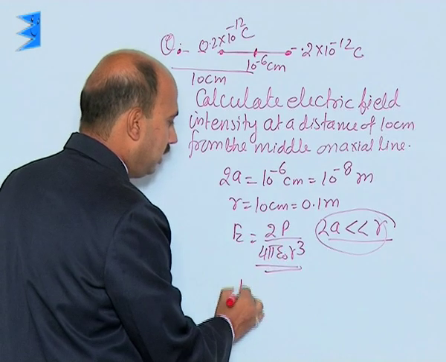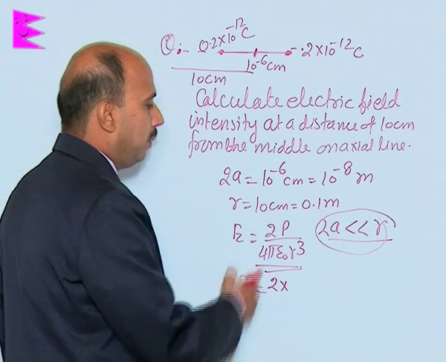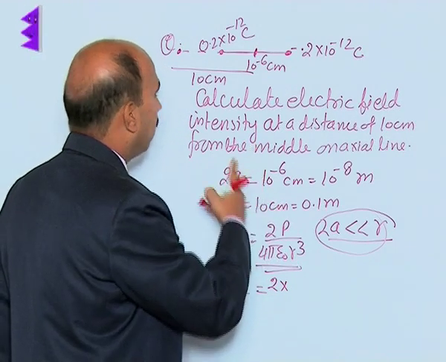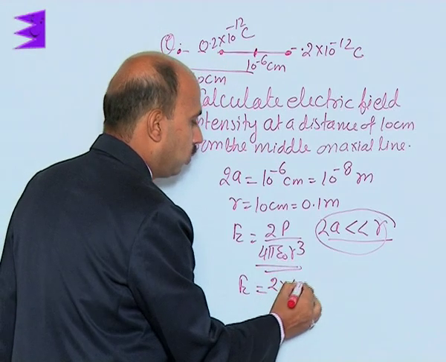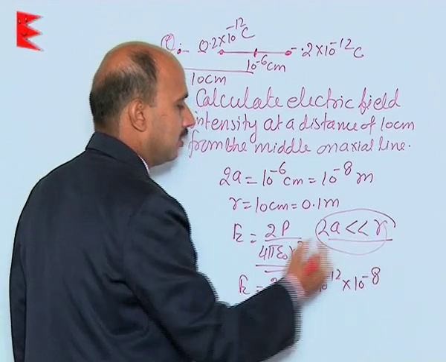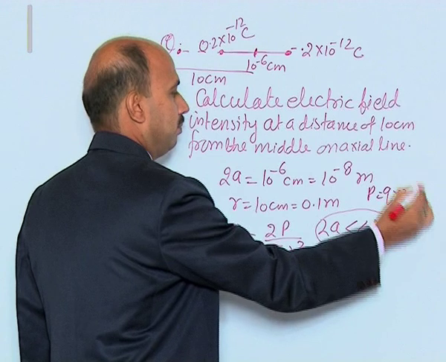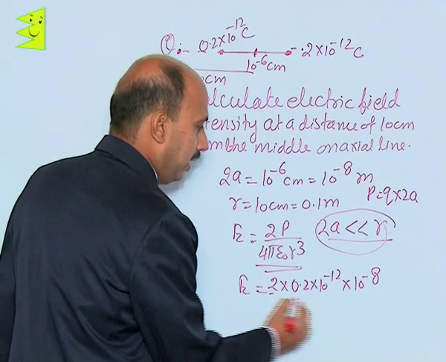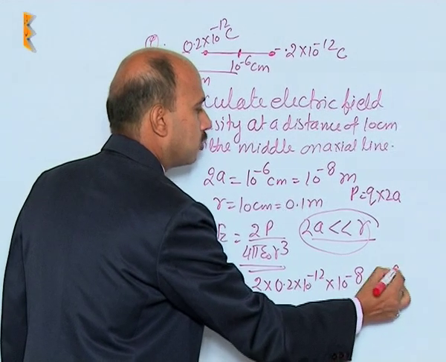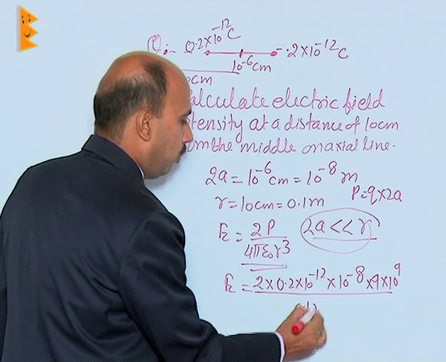So, we can write E is equal to 2P, where P is equal to Q into 2a. The Q is equal to 0.2 × 10^-12, into 10^-8, that is P, equal to Q into 2a, divided by, here also 1 upon 4 pi epsilon naught, we can write 9 × 10^9, divided by r cube. So, 0.1 cube.